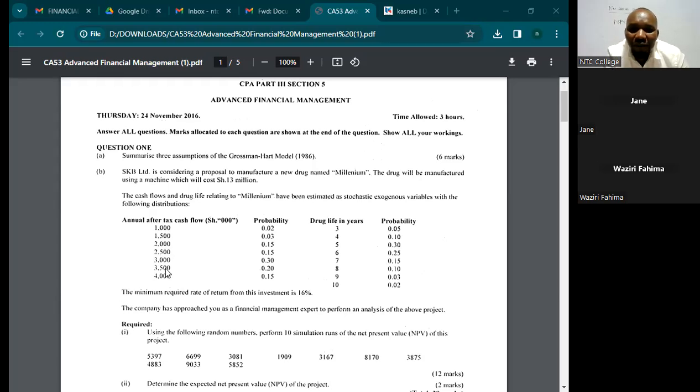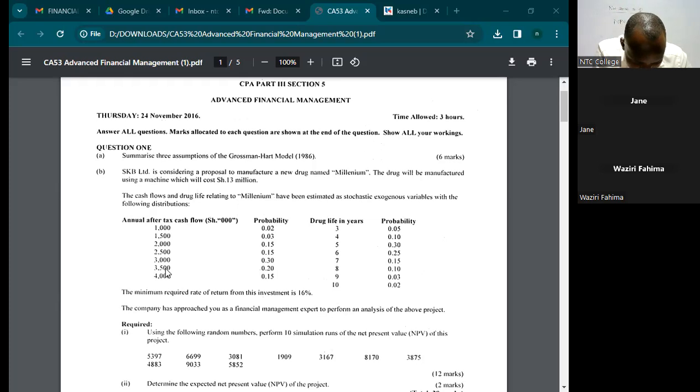The probabilities have been given. And so you are told that yearly cash flow of 1,000, the probability of having 1,000 cash flow is 0.02. That is a probability. And that drug will stay for 5 years. The drug will stay for 5 years. And then we have probability of the period. So we have probabilities for you having the cash flow and the probabilities for the drug living for a longer period.